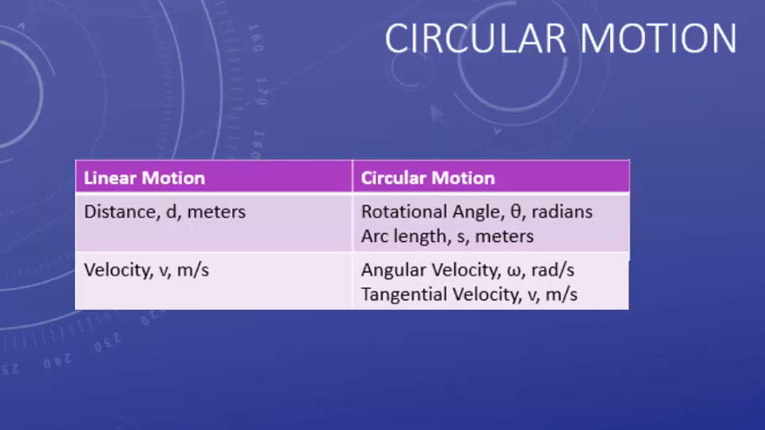And we were talking about distance with a D and meters, and now we're going to talk about rotational angle, which has a theta and radians. And we have velocity in a straight line in meters per second, and for angular velocity, we're going to have radians per second. Now, tangential velocity will be in meters per second, and we'll have arc length in meters. So that's the distance around the circle. So some of the things kind of stay the same.